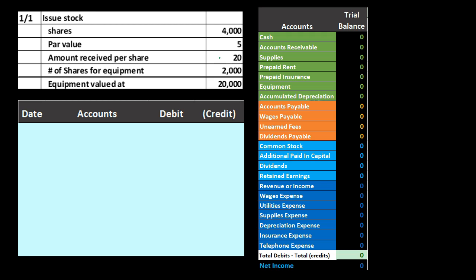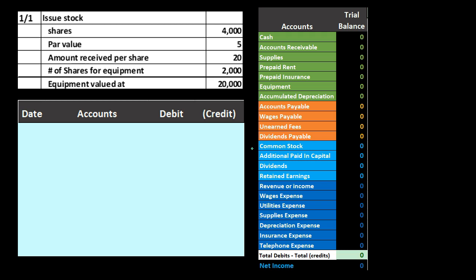So that little difference right there is what makes the issuance of stock a little bit tricky, because these two accounts, common stock and additional paid-in capital, are kind of related. They're basically the same type of account. It's just that common stock we're going to standardize, and we're going to put everything else into additional paid-in capital.